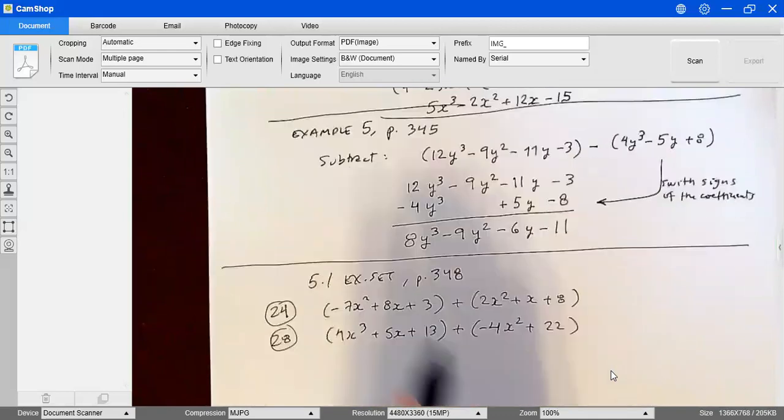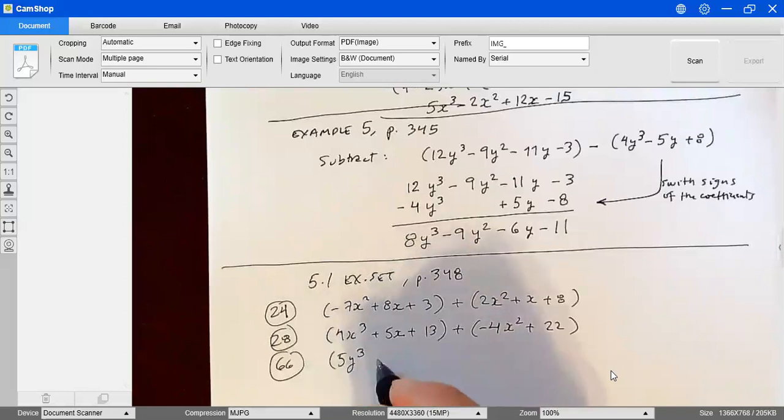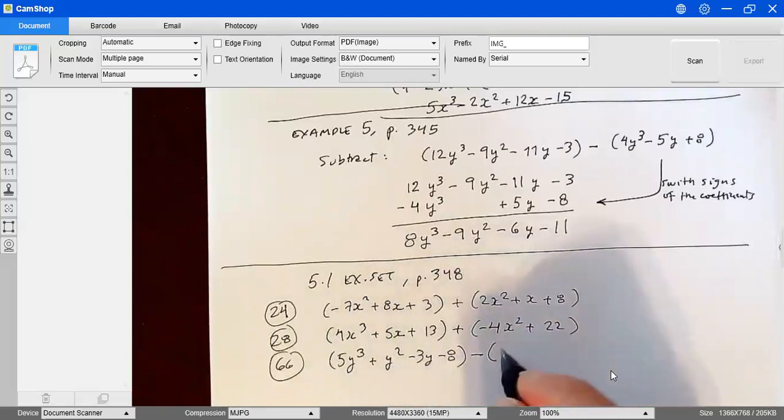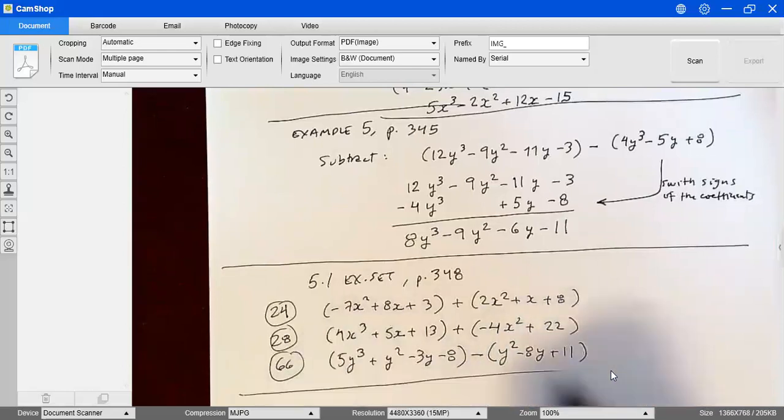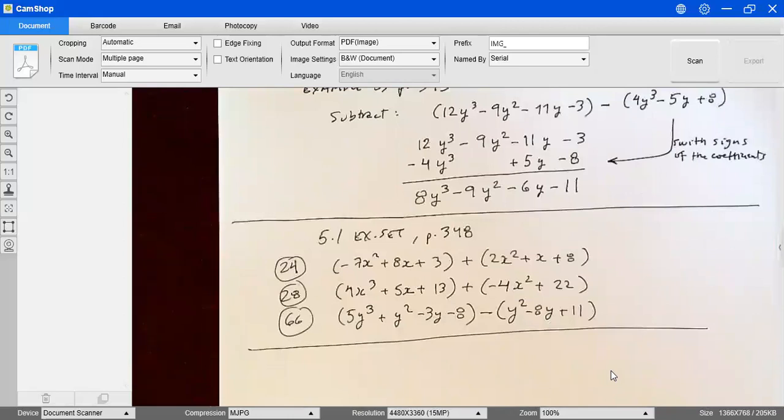Then finally 66 is 5y cubed plus y squared minus 3y minus 8 minus, now you have a subtraction. The second polynomial is y squared minus 8y plus 11. Again, you can do this in a vertical format because the number of terms is different. And also, remember when you write the second row, you just switch the sign of the terms inside of the parentheses.